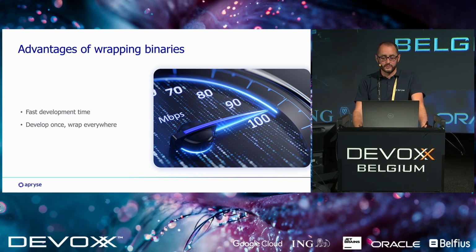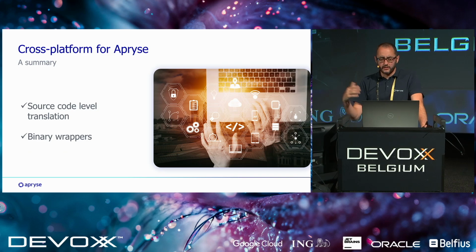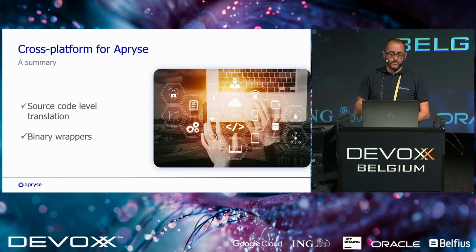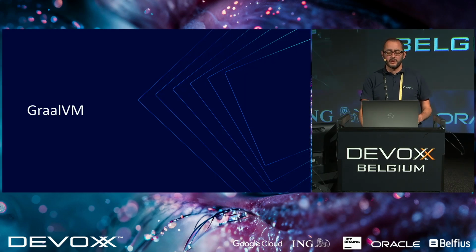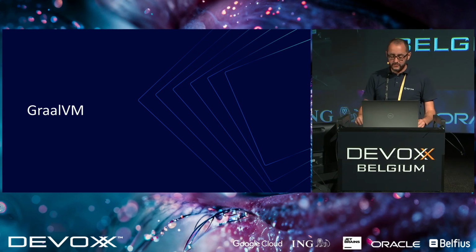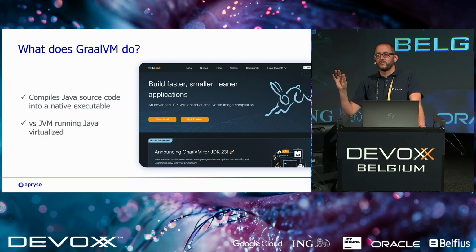So a summary for our cross-platformness for Apryse, before we go on to GraalVM, is that we have two strategies. We have the source code level translation, which feels sometimes like dark magic, and then you have the binary wrappers that we also offer. Now let's talk a bit about GraalVM. GraalVM is a technology that has been released in the past few years. And for those of you who don't know what it does, let's do a very brief introduction to it.